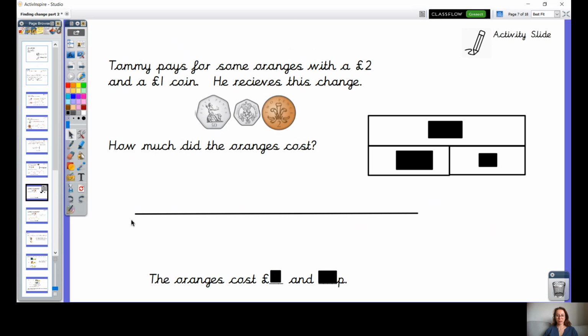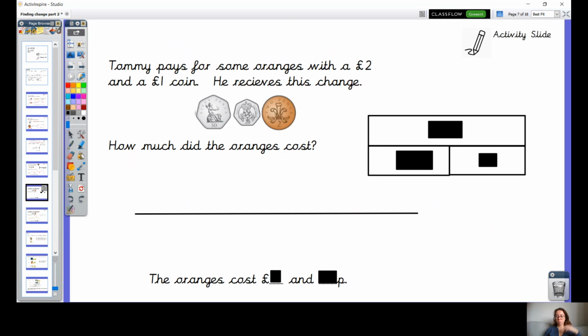Okay, now it's your time. I'd like you to have a go at this, okay? So I'd like you to draw the bar model out in your book and calculate on a number line. Let's read the question together. Tommy pays for some oranges with a £2 and a £1 coin. So he's given the shopkeeper 2 coins. He receives this as change. How much did the oranges cost?